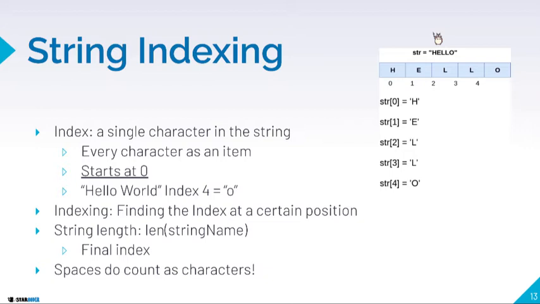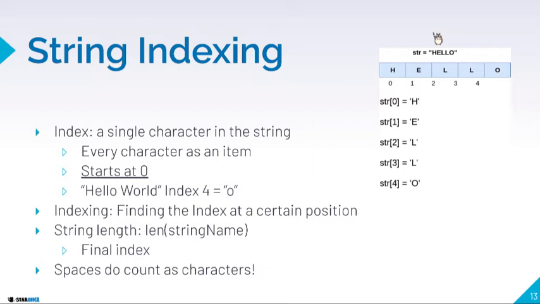Indexing is really useful if we want to find a certain letter or character at the index position. For example, if I wanted to know what was in this string hello's second position, then I would search up string bracket 1 bracket, because they start at 0. Looking on the right-hand side, this is equal to the letter E.